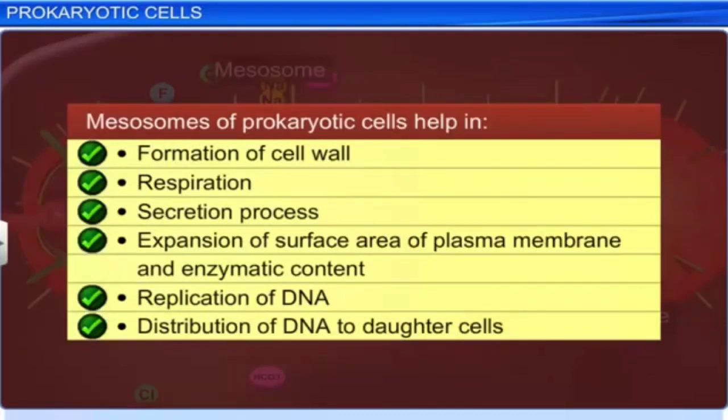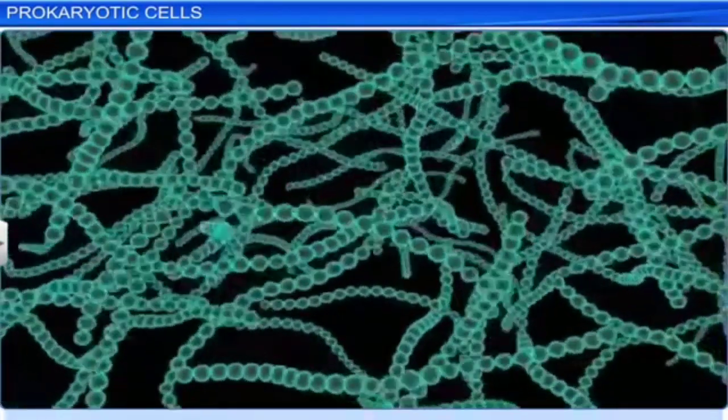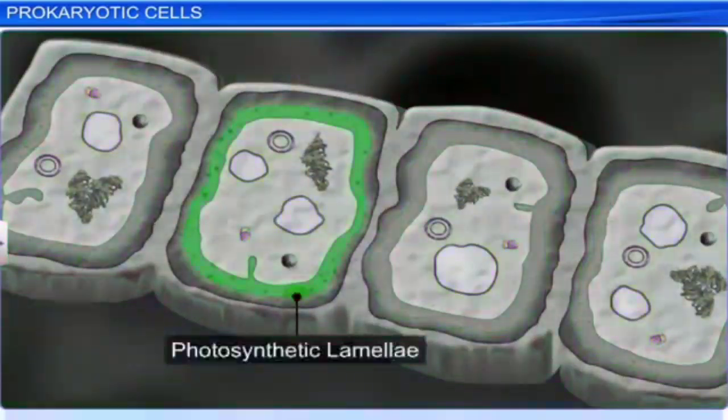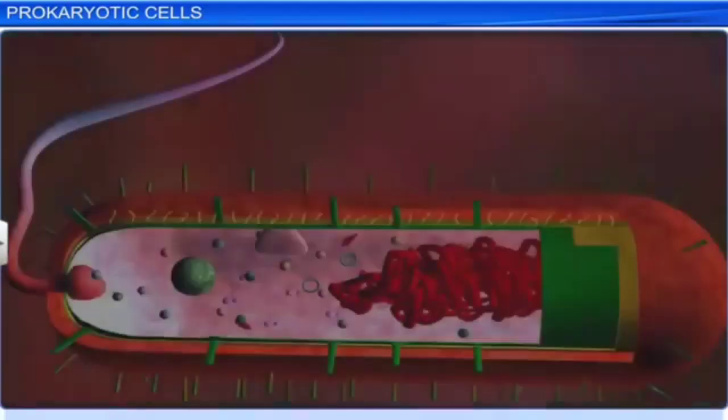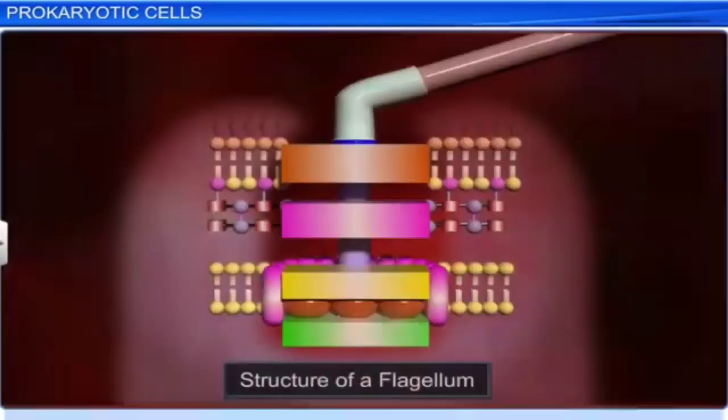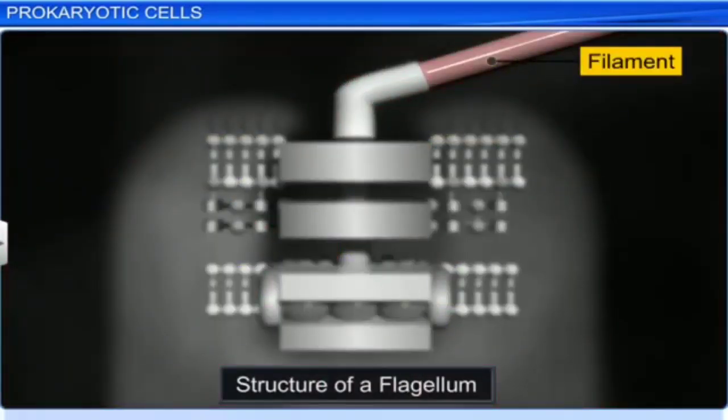Some prokaryotes, such as blue-green algae, also have membranous extensions called photosynthetic lamellae that contain photosynthetic pigments such as chlorophyll. Prokaryotes also have extensions from their cell walls. For instance, motile bacterial cells have a thin filamentous extension from their cell wall called a flagellum, which consists of a filament, hook, and a basal body, with the filament being the longest portion.